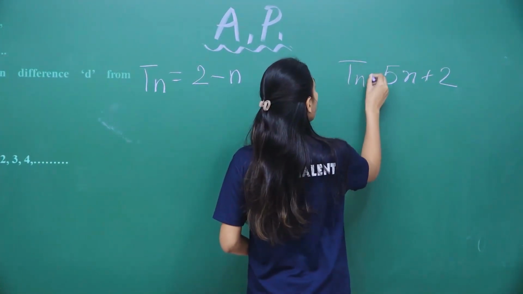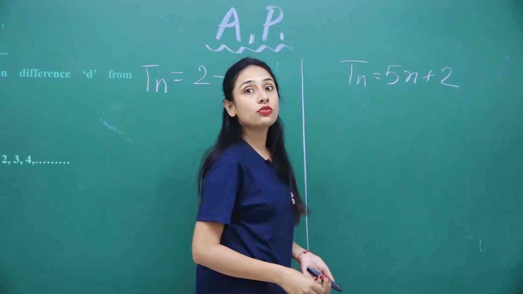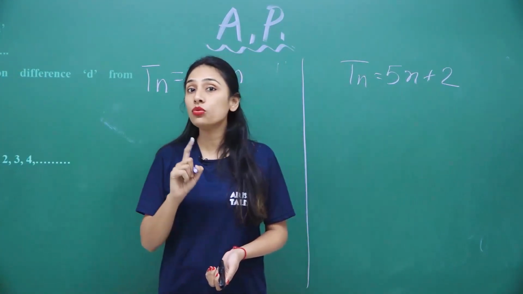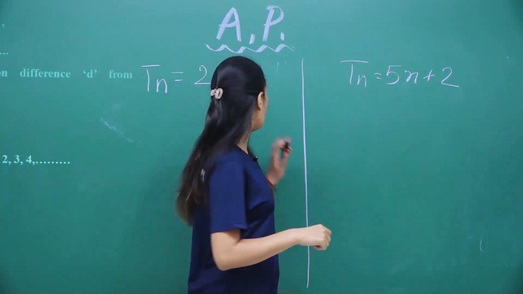In the second, 5n plus 2. Okay, so Tn is 5n plus 2. That means the common difference will be equal to 5. Let's check it. Okay, come this side.